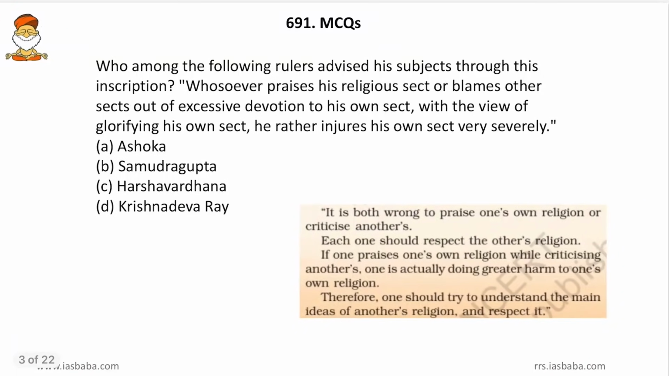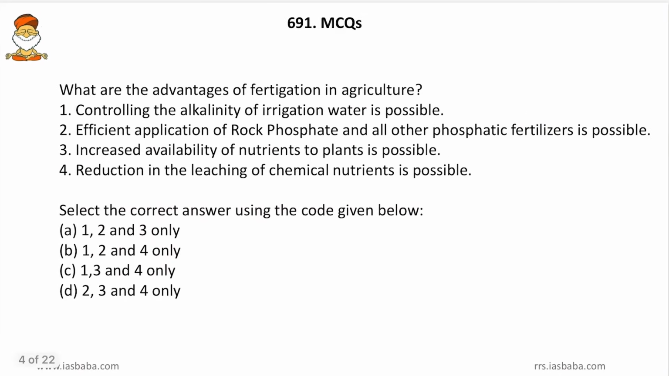Now, coming to the first one, the MCQs. Who among the following rulers advised his subjects through his inscriptions? Whosoever praises his religion, sect, or blames other sects out of excessive devotion to his own sect with a view of glorifying his own sect, he rather injures his own sect very severely. So this is the inscription, and which king propounded it? Friends, we know that Ashoka is famous for the inscription, and this inscription is also present in the NCERTs, so no prize for guessing, an easy one. So we will go with option A. Then come to next one.